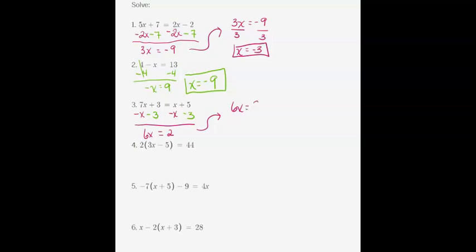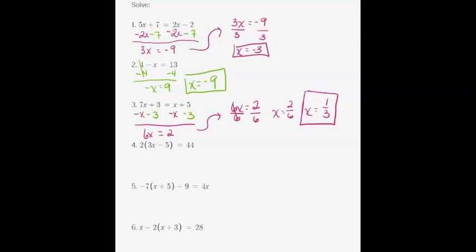6x equals 2. I need to get x by itself. It's 6 times x. So I undo it by dividing. Do both sides. And I get x equals 2 over 6. Well, 2 over 6 is not a reduced fraction, so I'm going to reduce it. And 2 goes into both 2 and 6. So it's a factor of both of those. 2 divided by 6 is 1/3.